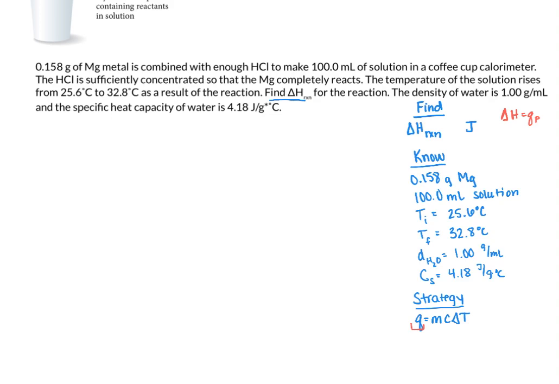So we need the mass of solution, we already have the specific heat capacity. We just use the specific heat capacity of water, because the solution is aqueous. And then we don't have our delta T, but we can very easily find our delta T using the information that was given. So let's go ahead and start solving this problem, trying to figure out the information that we already know we're going to need to find.